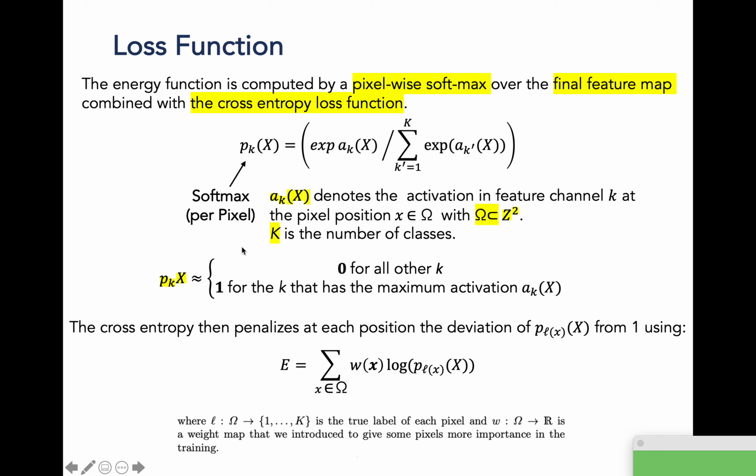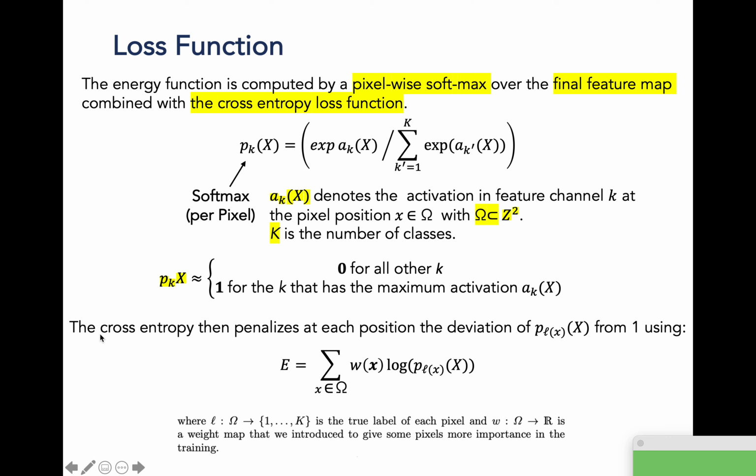Right. So let's start with a softmax per pixel. That's a pixel-wise softmax. So this expression essentially gives us the softmax per pixel. A subscript k of x denotes the activation in the feature channel k at the pixel x, where x is an element of omega. K is the number of classes, okay? And p subscript k of x is approximately 0 or 1: 0 for all other cases, 1 for the k that has the maximum a subscript k of x, the maximum activation.